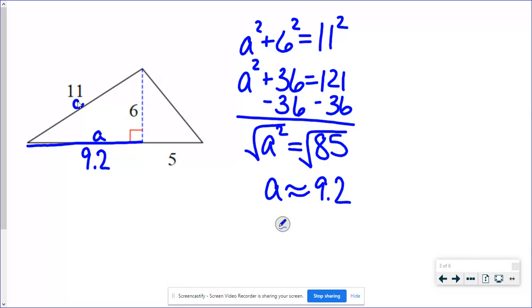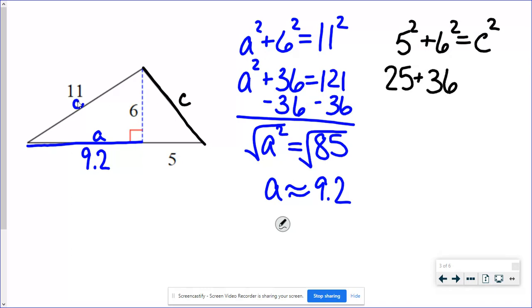In the right side of the triangle, I have the 2 legs. I'm looking for this, which happens to be the hypotenuse. That's going to be the C. So I'll have 5 and 6 are my legs. 25 and 36. And when we add that, we should get 61. And then we'll take the square root. So the square root of 61 is going to be about 7.8.